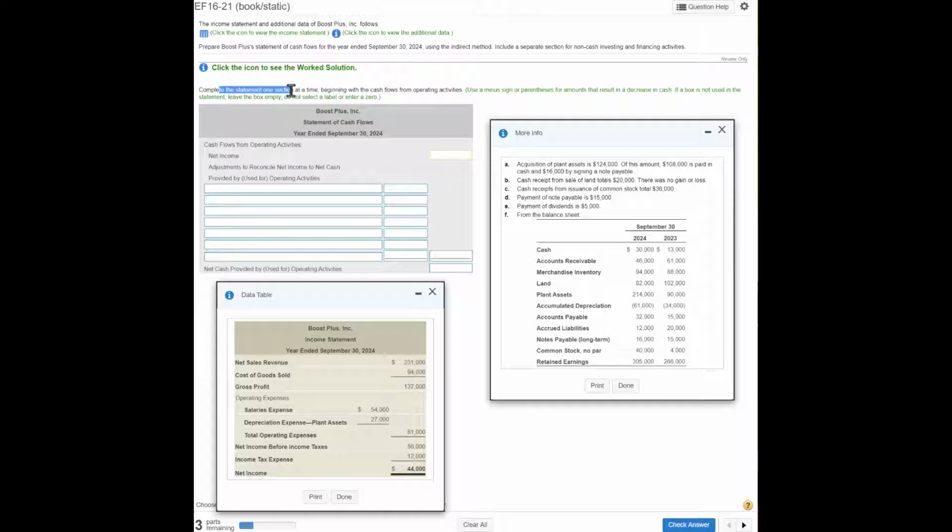Complete the statement one section at a time, beginning with the cash flows from operating activities. Use a minus sign or parentheses for amounts that result in a decrease in cash, and if a box is not used, leave it blank. So the operating activities section always starts with net income, and we get the net income from our income statement. So we got $44,000 of net income.